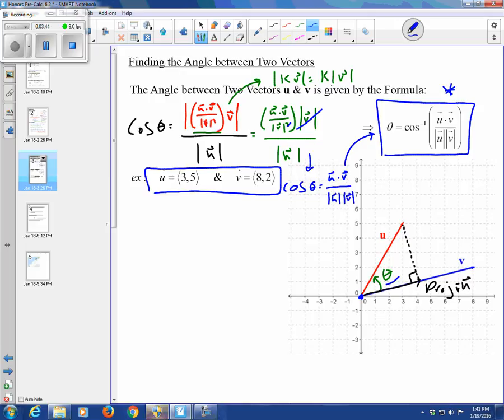We're going to pause the video now and let you guys use that formula to evaluate the angle theta between u and v.